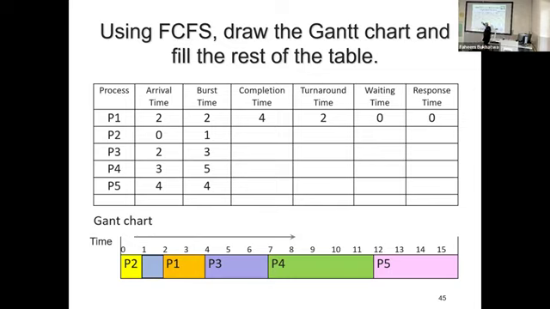Process number 2. It arrived at time 0, it finished at time 1. Completion time is 1. Oh no, it didn't finish at time 1, I don't know. It needs the CPU for 1 second. It finished at time 1. So, what's the completion time? 1. What's the turnaround time? 1 minus 0 is 1, yeah. And waiting time? 0. Okay, next one.